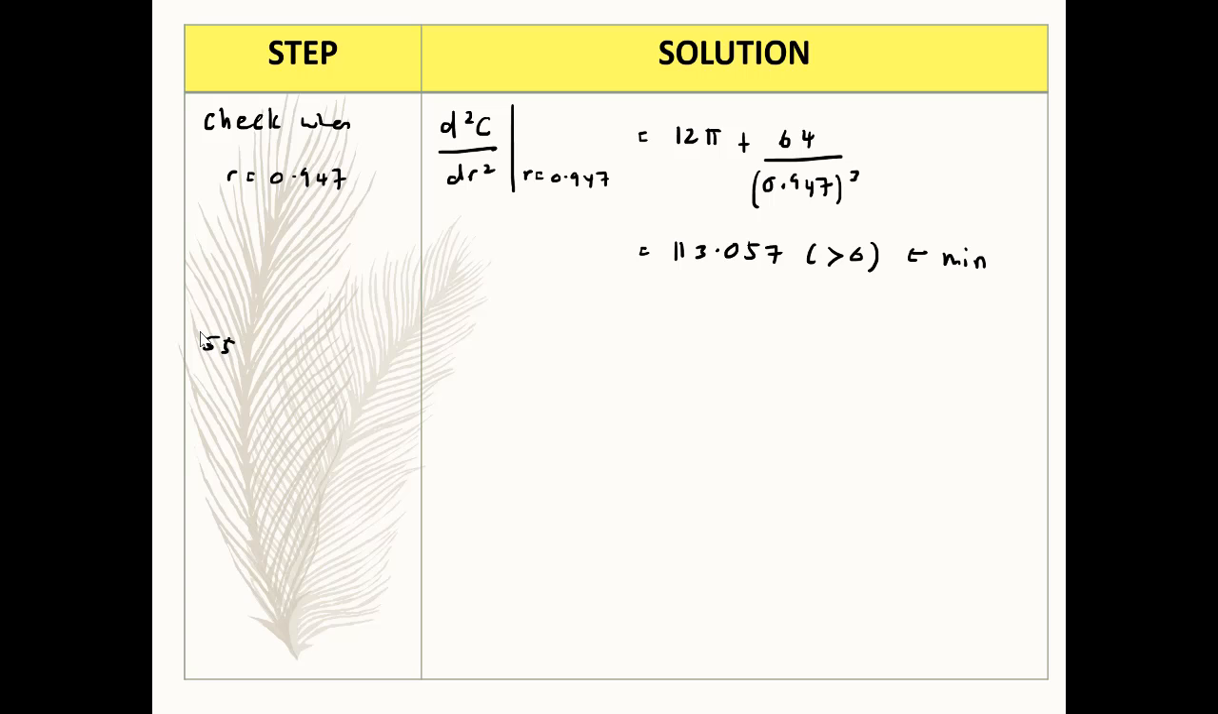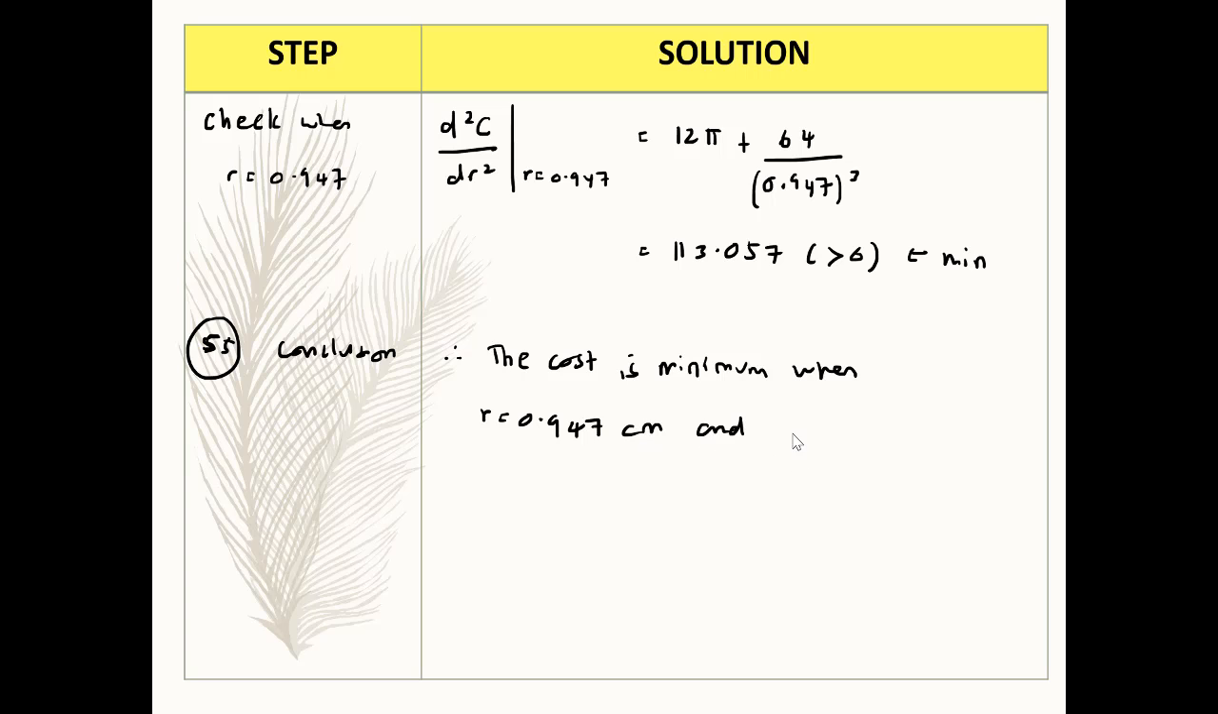And the last one is the conclusion. So we can conclude that the cost is minimum when r is equal to 0.947 and h equals 2.84 centimeters. So we got the dimension for the cylindrical container, right?